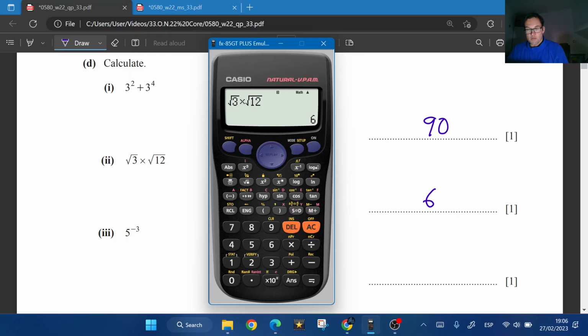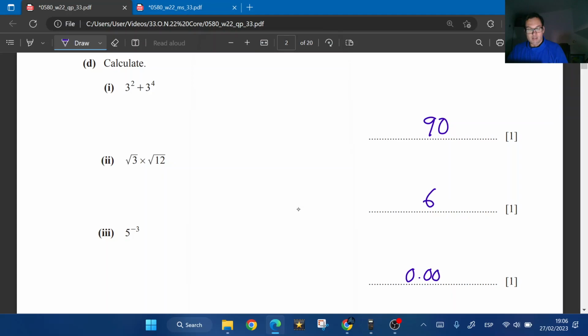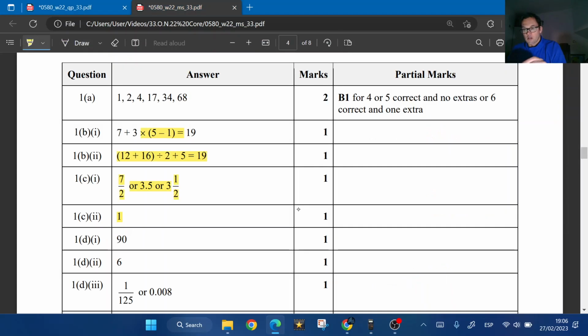And the last one, 5 to the power of, use this negative button, minus 3. Okay, as a fraction or a decimal, it doesn't matter. It doesn't say how we need to write it, so you can write it as a fraction or a decimal. And we got them all correct.